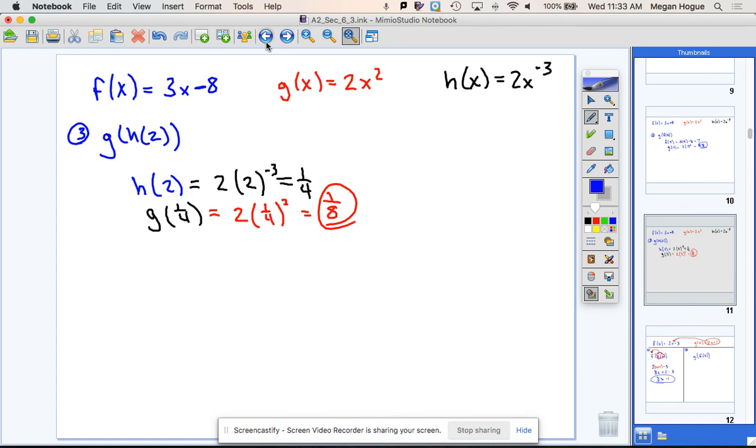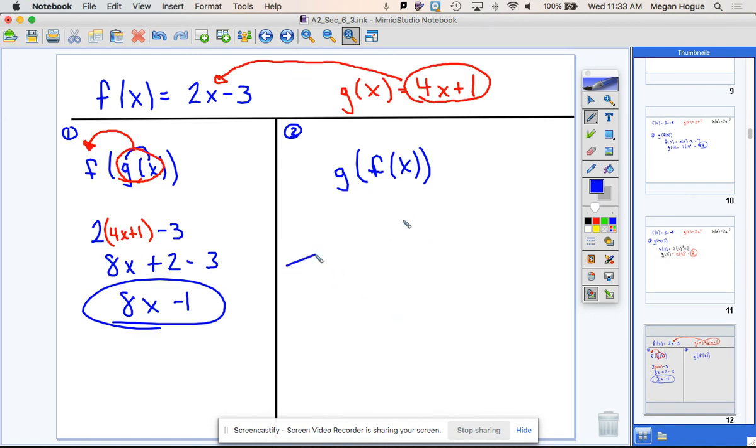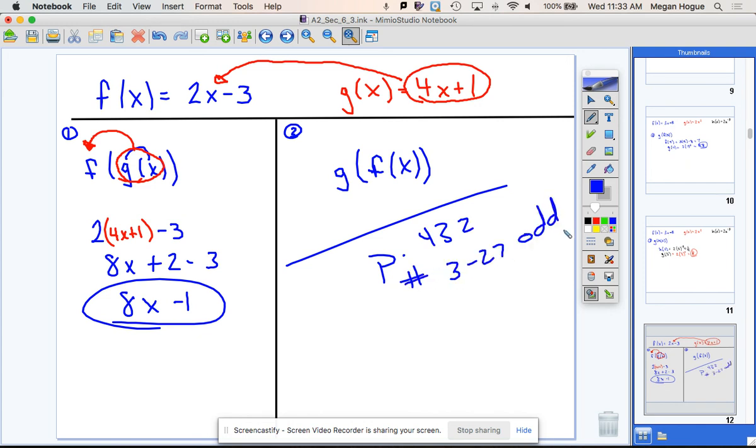All right, your homework, I'll put it right here, is page 432. Numbers 3 through 27 odd. Make sure you do the odd.